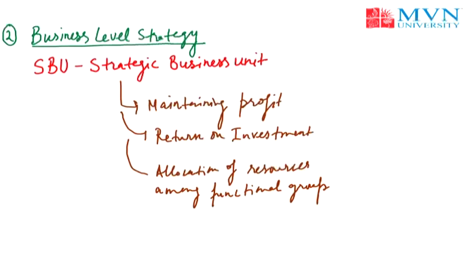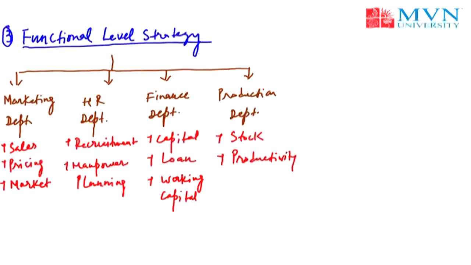The third strategy level was known as functional level strategy. At the functional level strategy, we have seen that they are helping hands. They are providing help to the business level strategy through various departments like marketing, HR, finance, and production. For example, the marketing department plays a role in sales, pricing, and market, deciding which market to enter. These are the functions played by various departments, and they play an important role in achieving the objective of a company.